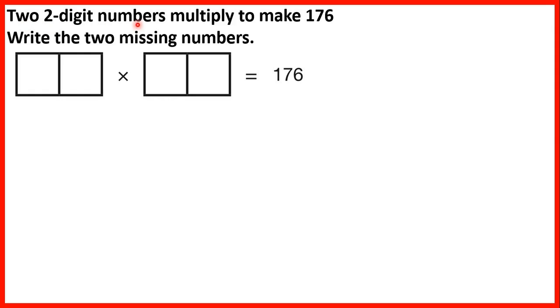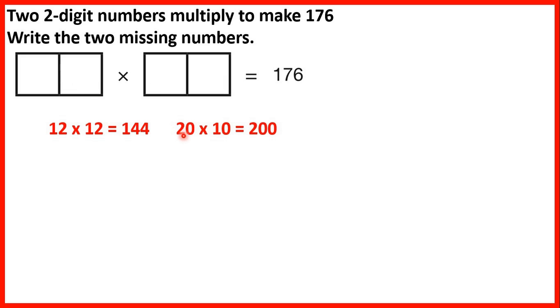2 two-digit numbers multiply to make 176. Write the 2 missing numbers. So here, it's useful to estimate first, so to have a guess what the numbers could be. We know that 12 times 12 is 144, but 176 is slightly greater, so perhaps the numbers that we have here are slightly greater than 12.